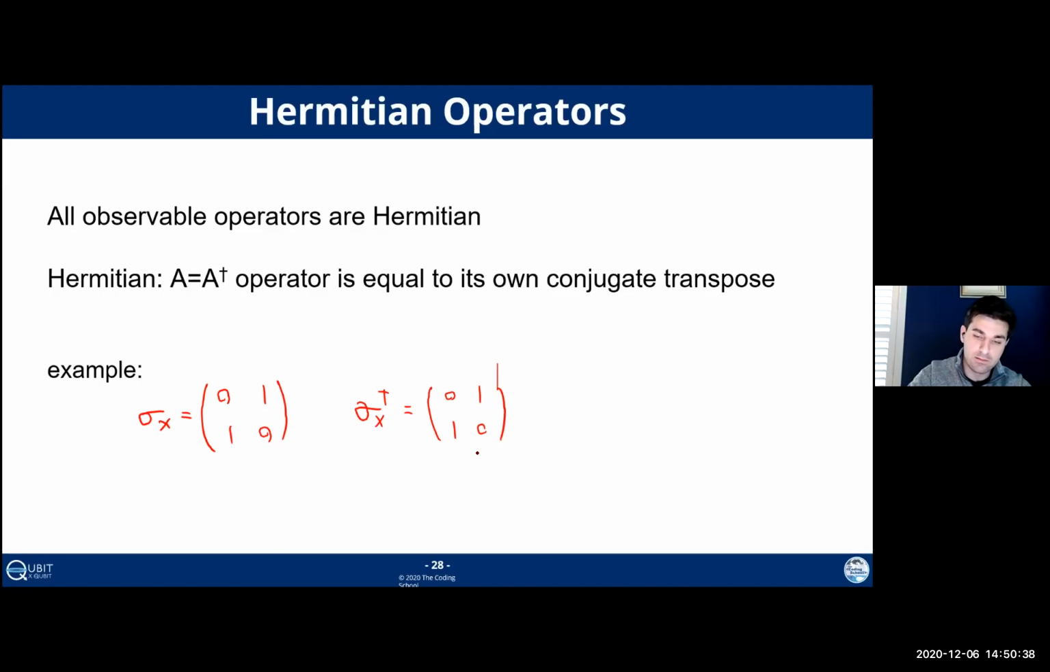If you guys remember, the transpose flips these two elements and keeps the diagonal elements the same. In this case, they're equal. And then, of course, there's a star here, and all these numbers are real, so the complex conjugate of real numbers will just be the same. Okay, so the conjugate transpose of Pauli x is equal to Pauli x, or Pauli x is equal to its own conjugate transpose. So therefore, it is Hermitian.